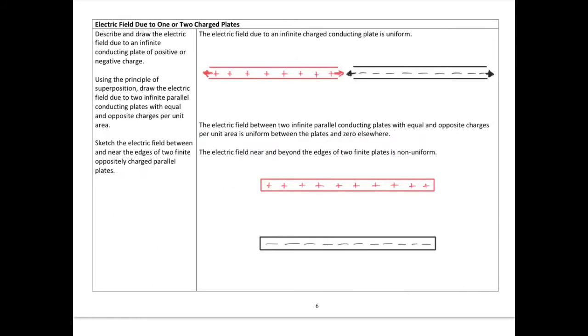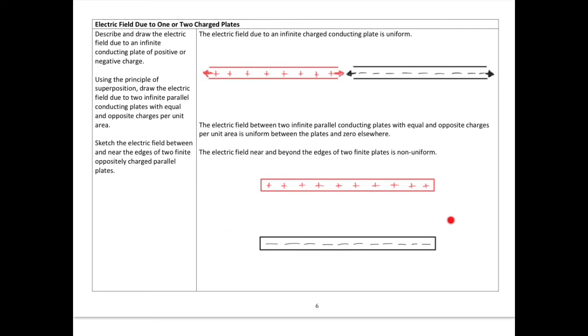Okay, so now we're going to draw the electric field due to an infinite conducting plate of positive or negative charge. So we've got our infinite positive plate here, our infinite negative plate. We're then going to use the principle of superposition to draw the electric field due to two infinite parallel conducting plates with equal and opposite charges per unit area. And we're going to sketch the electric field between and near the edges of two finite oppositely charged parallel plates.